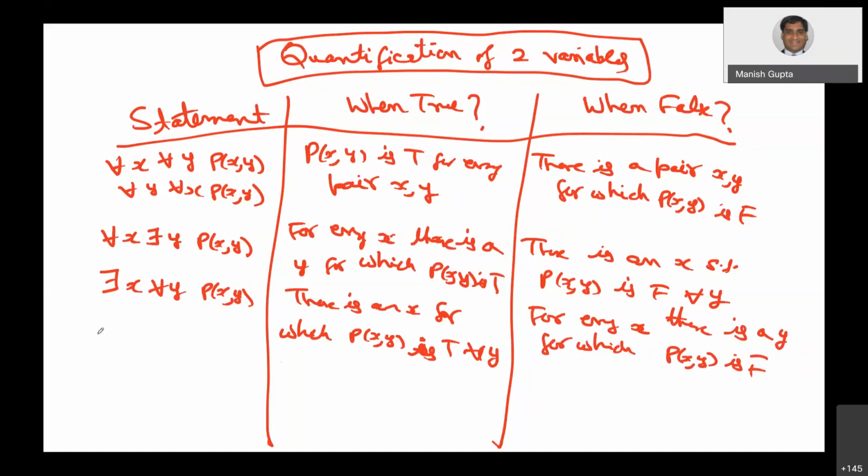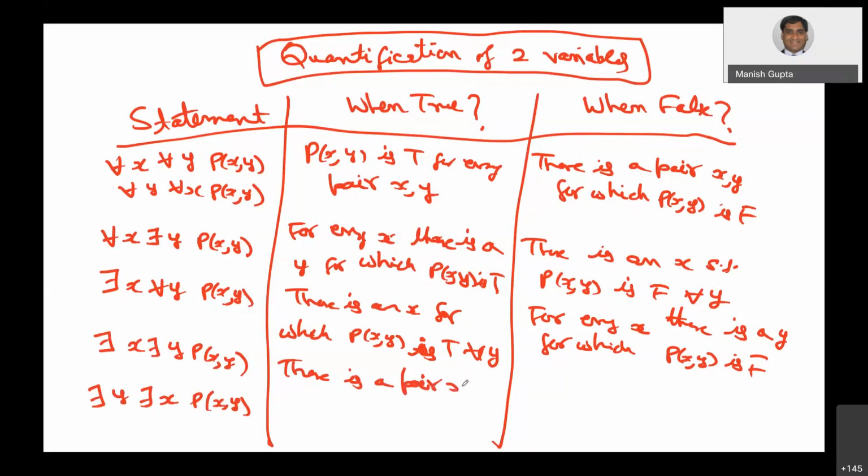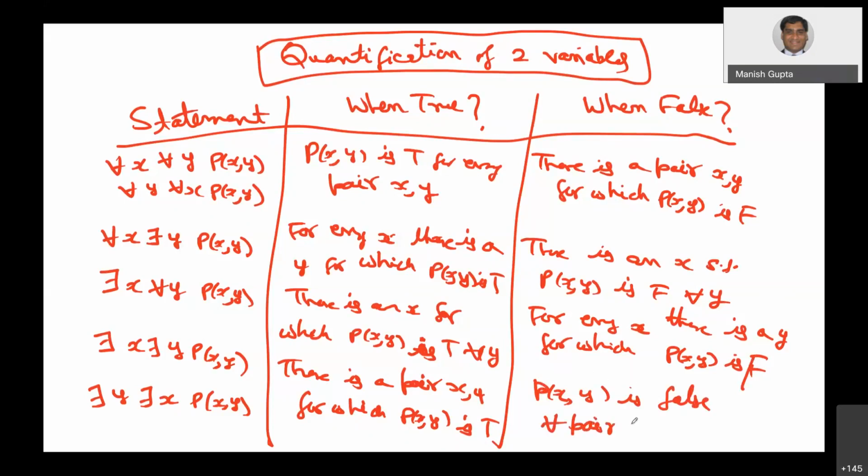Finally we have the last set of statements. There exists x, there exists y, P(x,y), or there exists y, there exists x; they are symmetric. That means there is a pair x, y for which P(x,y) is true, which is very obvious. And when it is false, P(x,y) is false for every pair x, y.